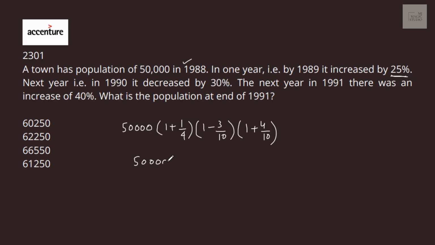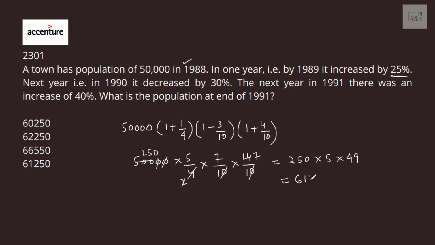So it is 50,000 into 5 by 4, into 7 by 10, into 14 by 10. 20 gone, 4, 2, 7, and 2 is 250. So it is 250 into 5 into 49, and that would be equal to 61250. That features in option D. So option D is the answer.